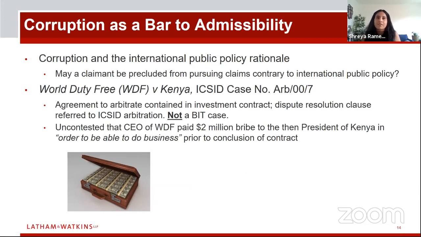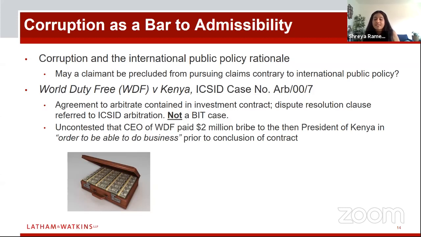Now, this was an example. What we just finished was an example of corruption being used to resist jurisdiction. We'll now discuss a different case where corruption is being used as a bar to admissibility, which means it doesn't displace the jurisdiction of the tribunal, but requires the tribunal not to entertain the claim on the merits because it's not admissible as a result of the corruption.